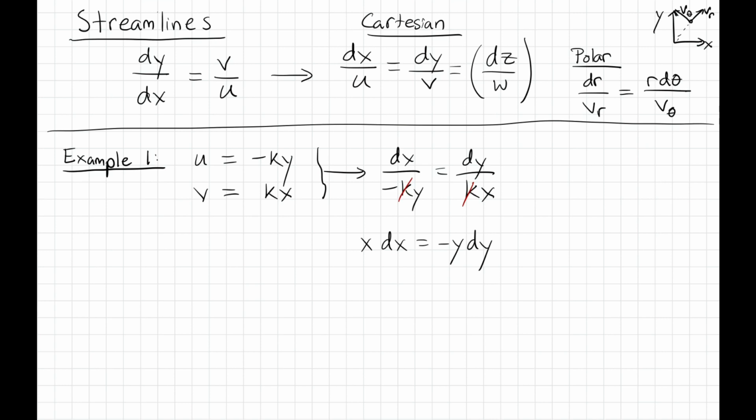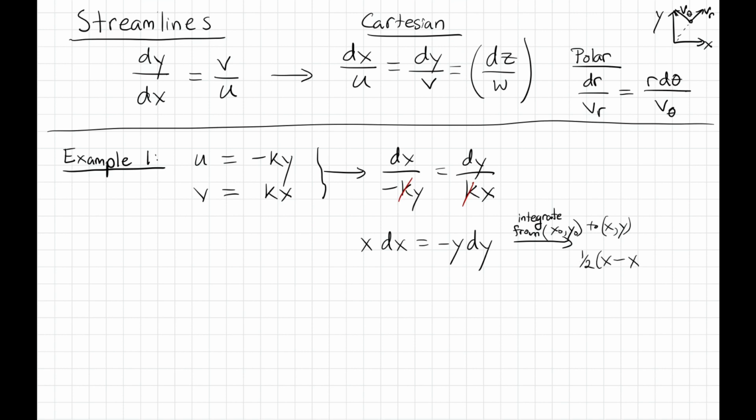But I'll argue that a better way to do this is to actually do definite integration from some specific point x0 and y0. And you'll see why that's useful in a second. So what I'm going to do is take the integral of both sides. So I'm going to integrate x from x0 to some arbitrary point on the streamline x, and I'll integrate over y from y0 to some point on the streamline y.